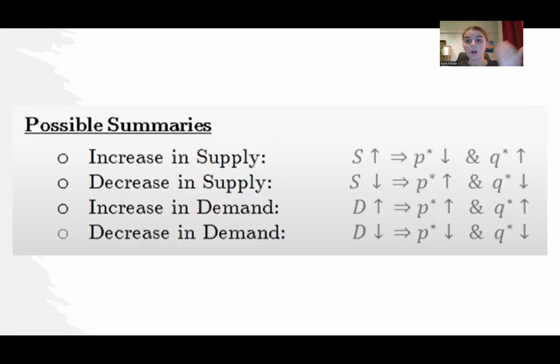Demand, though, is a little bit different. They're going to work parallel to each other. Changes are going to happen at the same time. So if demand goes up, price goes up, quantity goes up. Demand goes down, price goes down, quantity goes down.